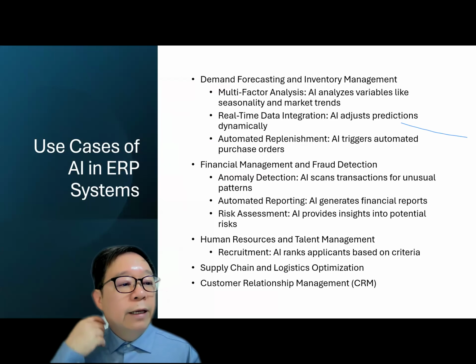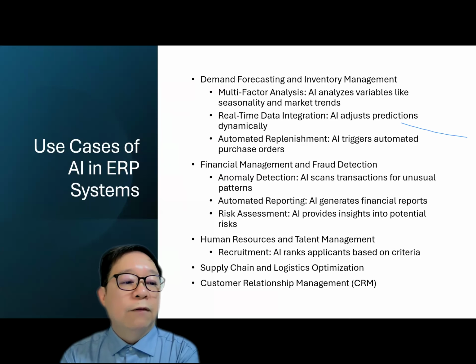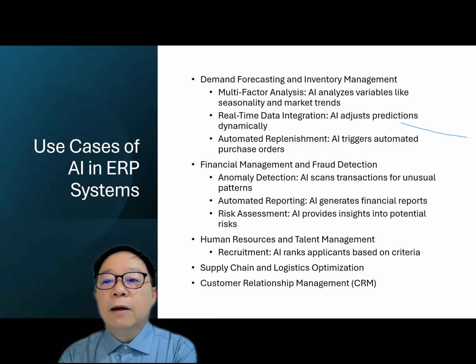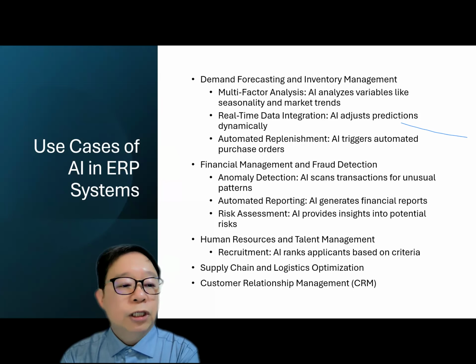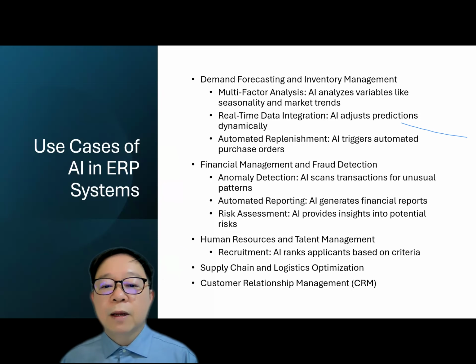So let's look at the different usages of AI in ERP, right? The first demonstration is demand forecasting in inventory. How AI is able to improve the inventory supply chain, right? We are able to have a multi-factor analysis. AI can analyze variables like different seasons, different market trends, and real-time integration. AI can do a prediction in real time, very dynamic.